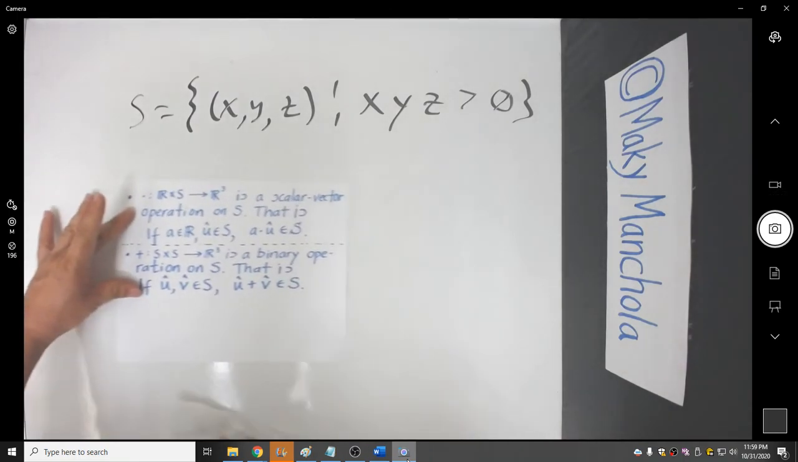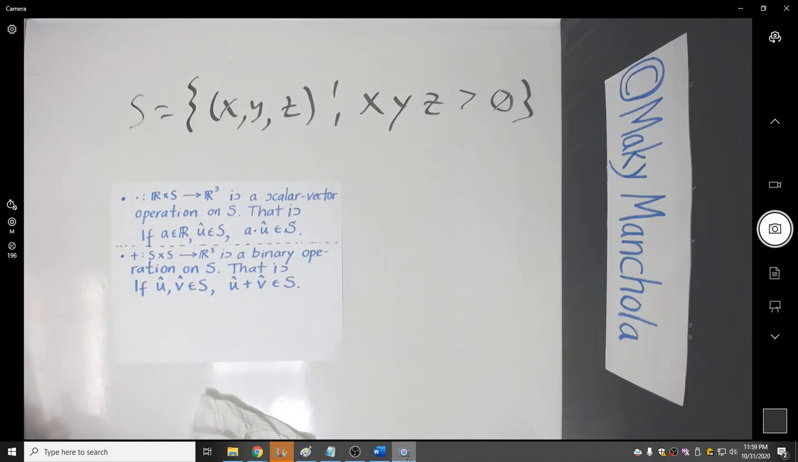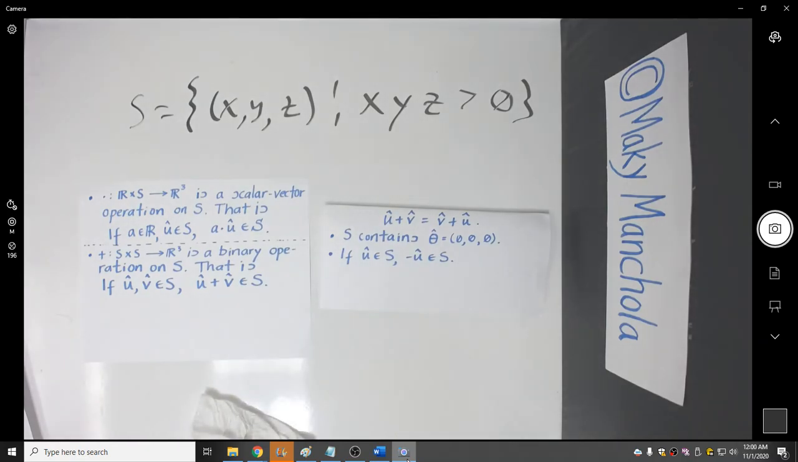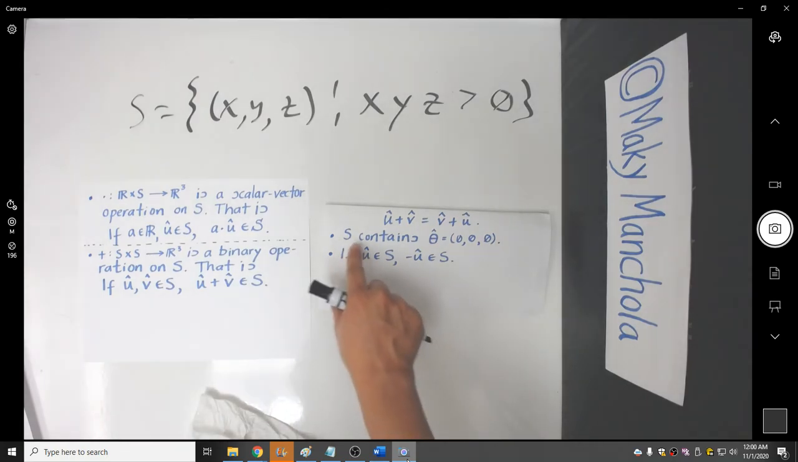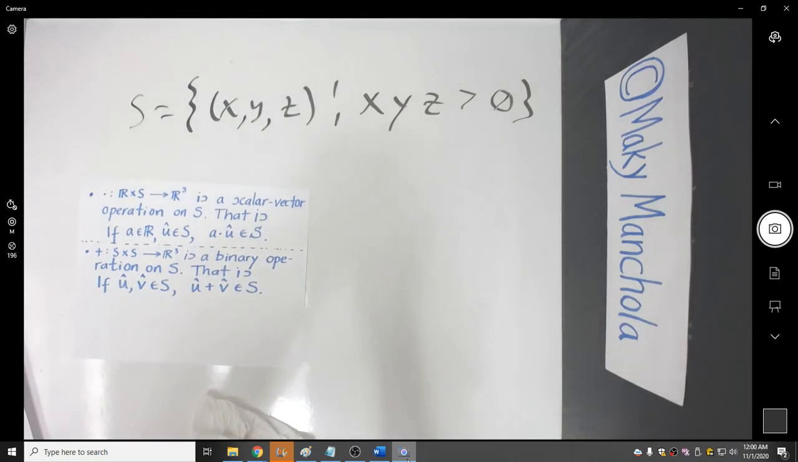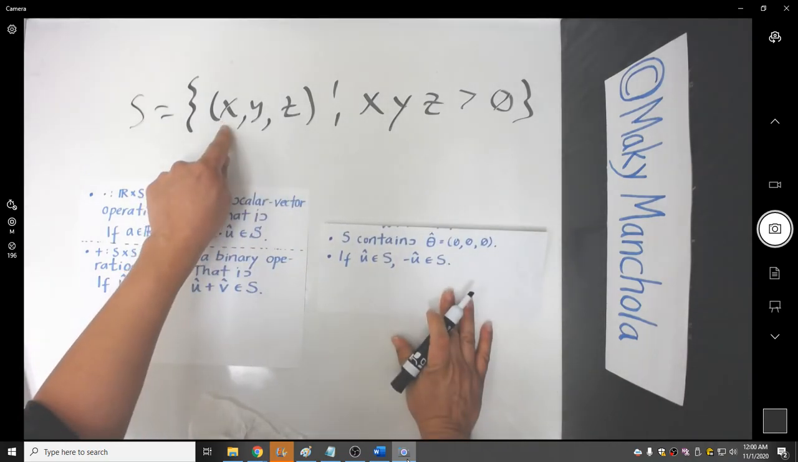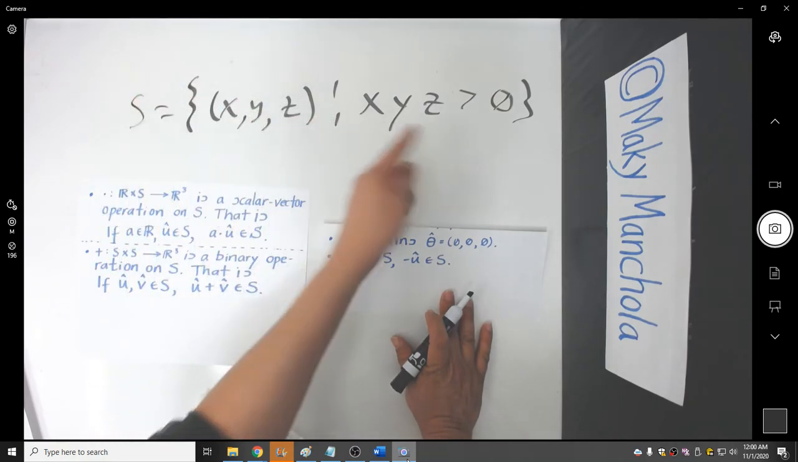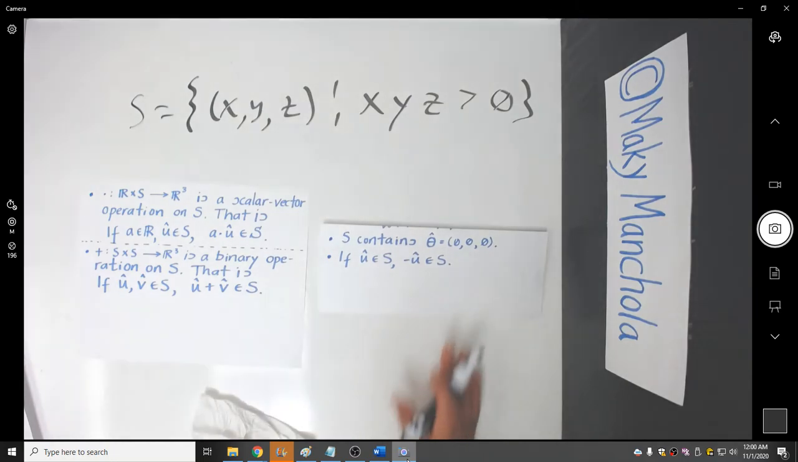I'm displaying right now my subspace properties, the ones that I will need to verify. There is one of them that is clearly never going to be satisfied. It cannot be satisfied, that S contains theta, because theta would be 0, 0, 0. When you multiply 0 times 0 times 0, you're not going to get this condition satisfied.